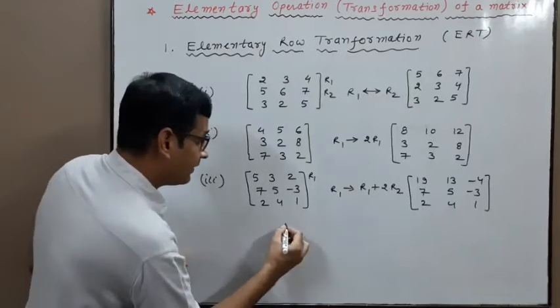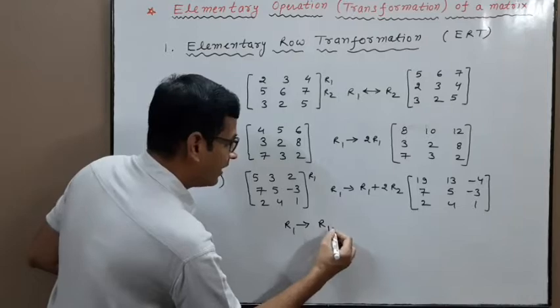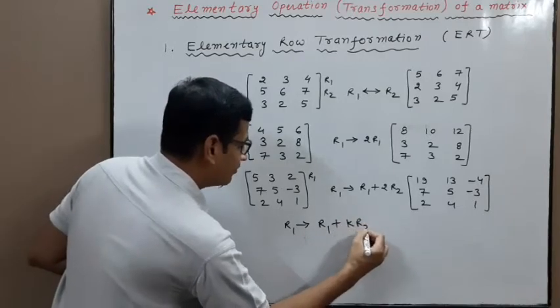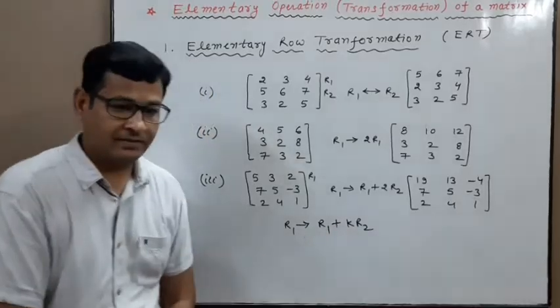In general, we can apply such operations: R1 tends to R1 plus K into R2, where K is any scalar.